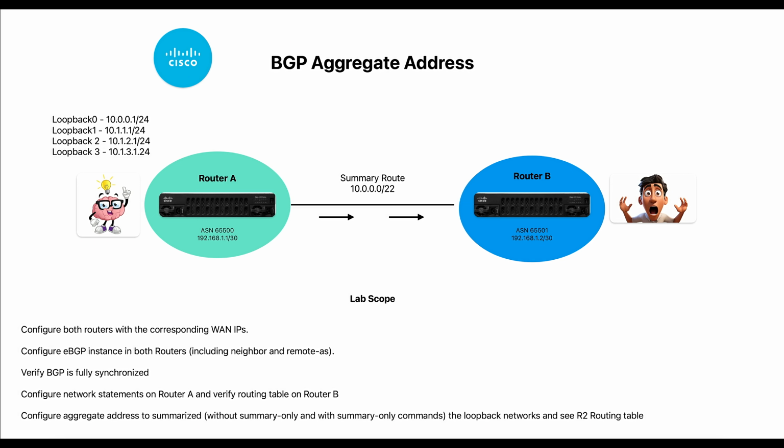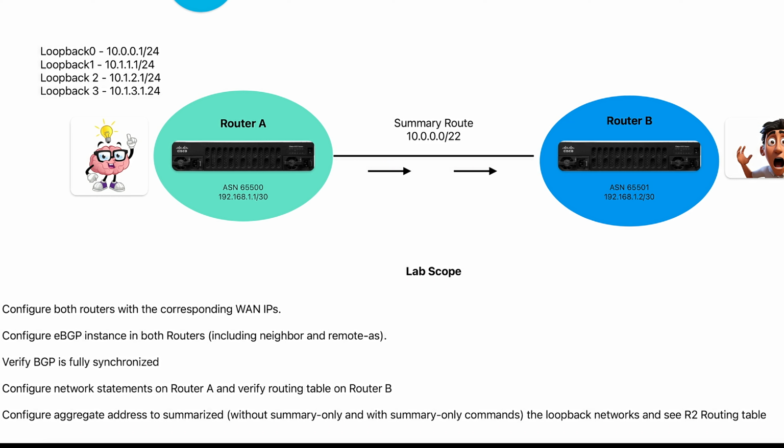So the information and the lab description is as follows. Configure both routers with the corresponding WAN IPs. Configure a BGP instance in both routers, and that includes the neighbor and the remote AS. Verify BGP is fully synchronized. This is going to be done just doing a show IP BGP summary. And then we're going to configure the network statements on router A and verify the routing table on router B. Configure aggregate address to summarize, without summary-only and with summary-only commands, the loopback networks and the router 2 routing table.